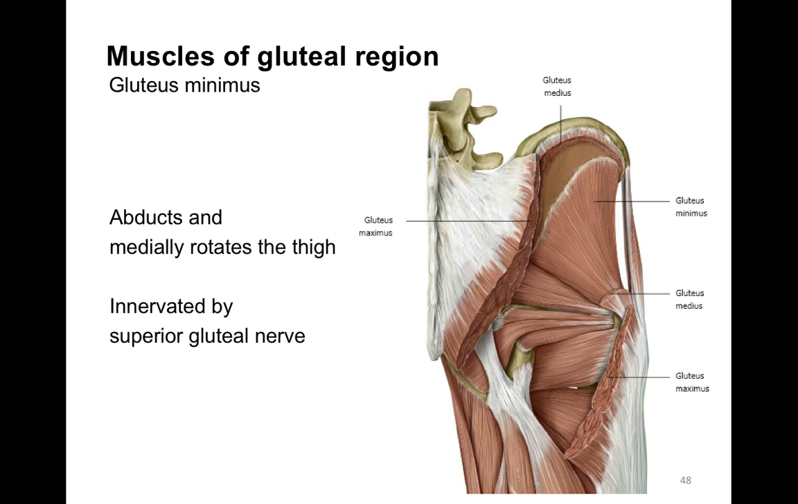And if we dissect and reflect the gluteus medius muscle, we'll find gluteus minimus deep to it. This is also an abductor and medial rotator of the thigh. It is also innervated by the superior gluteal nerve.